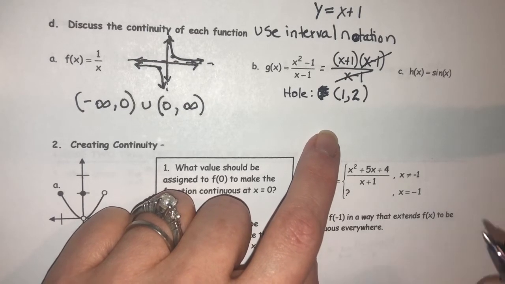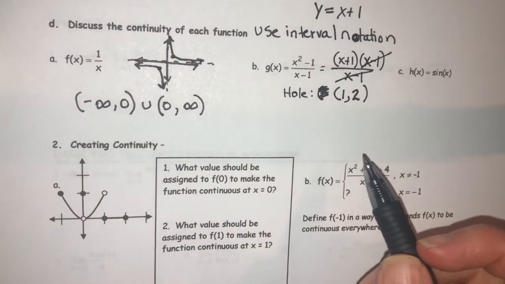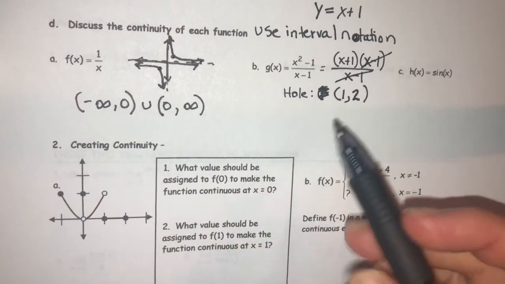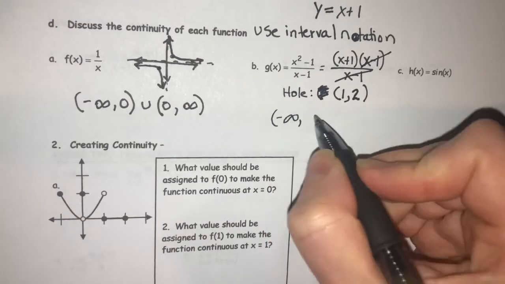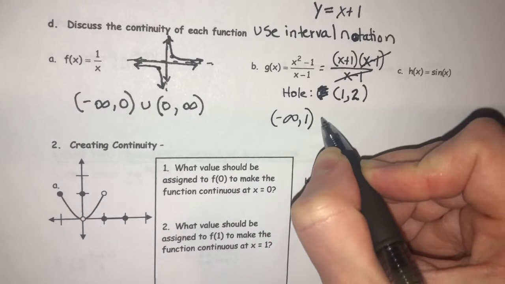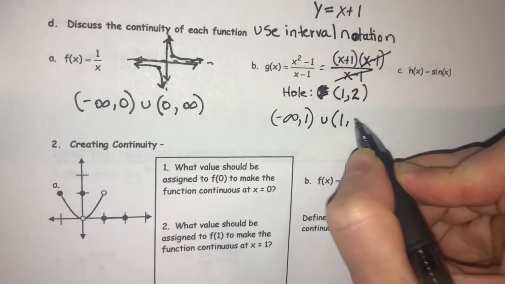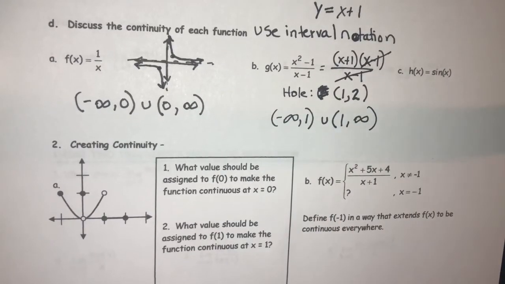What does that mean? Well, it looks just like the line except for a hole in it. So it's going to be continuous from negative infinity until I reach the hole at 1, and then union 1 to positive infinity. So everywhere except for where the hole is at 1.